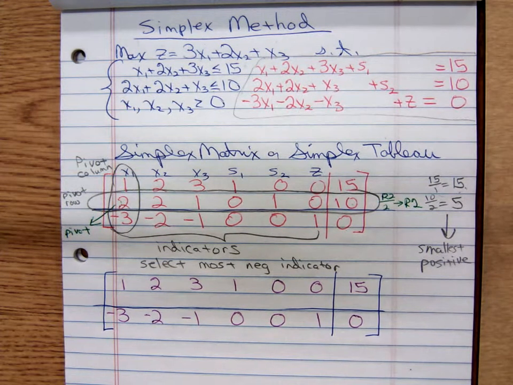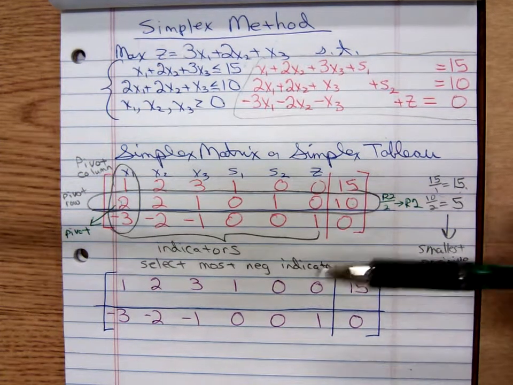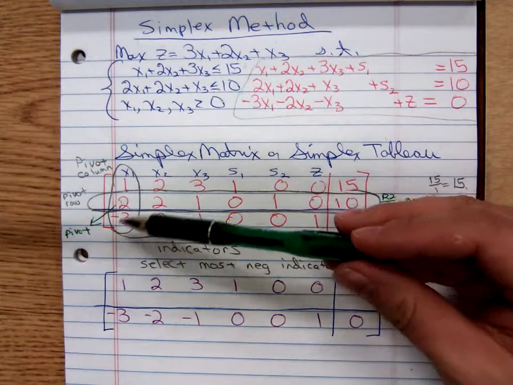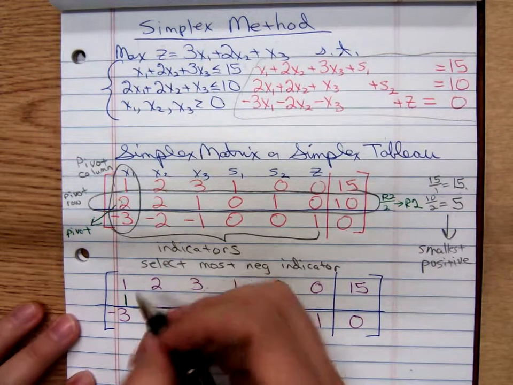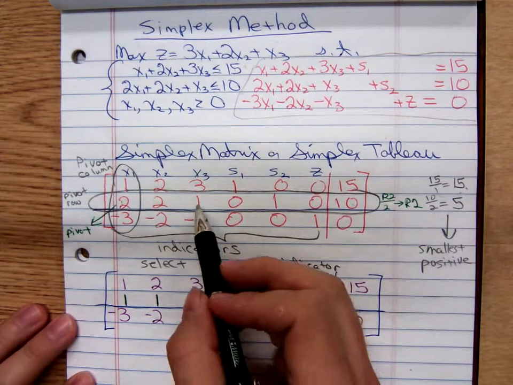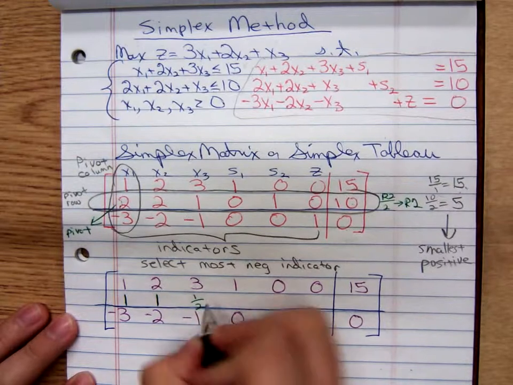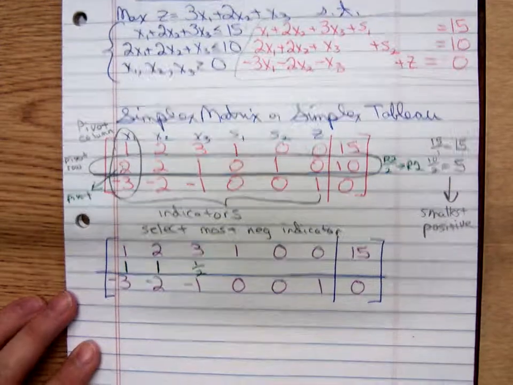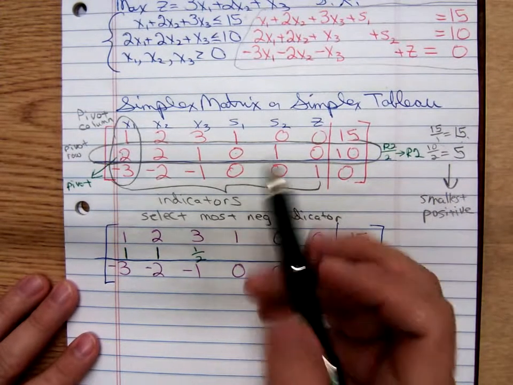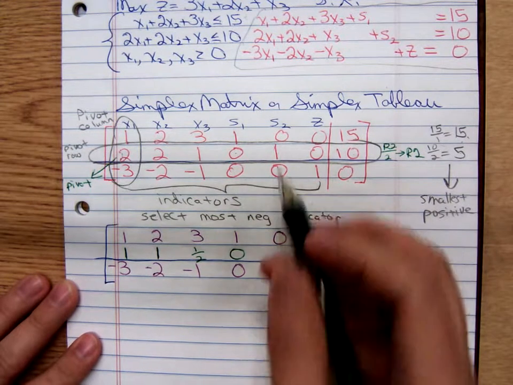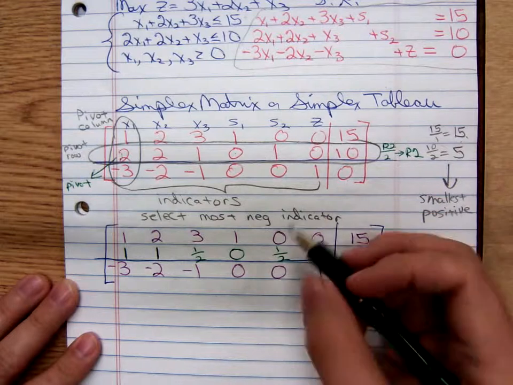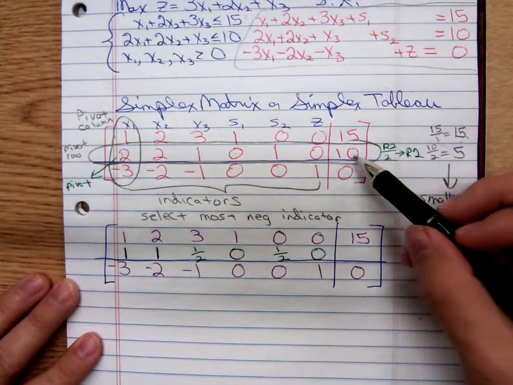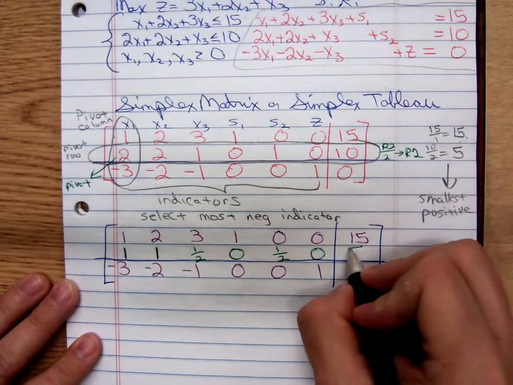So I find it's best just to put up with the recopying over and over. So, divide by 2, that gives me a 1. Divide by 2, that gives me a 1. Divide by 2, that's a 1/2. Divide by 2, 0 divided by 2 stays a 0. 1 divided by 2 gives me a 1/2. 0 divided by 2 gives me a 0. 10 divided by 2 gives me a 5.